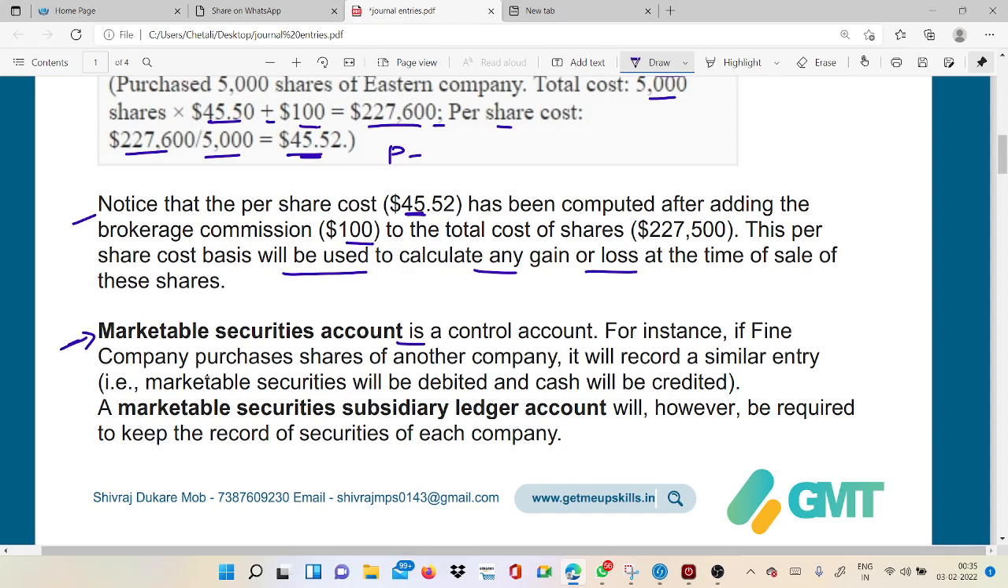Marketable securities account is a control account. Which account? A control account. For instance, if Fine Company purchases shares of another company, it will record a similar entry: marketable securities will be debited and cash will be credited. A marketable securities subsidiary ledger account will, however, be required to keep the records of the securities of each company. Okay, so the important thing is, when you purchase something or sell something, it should be your control account.